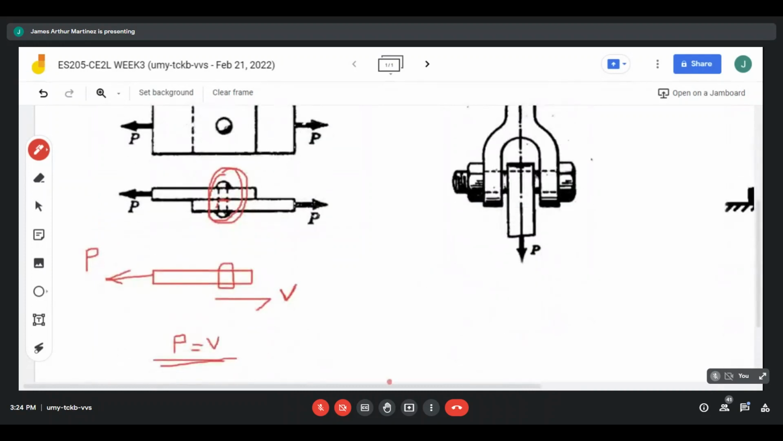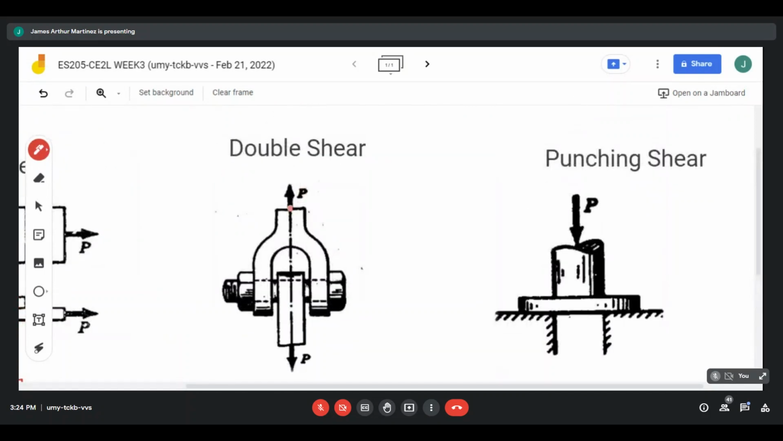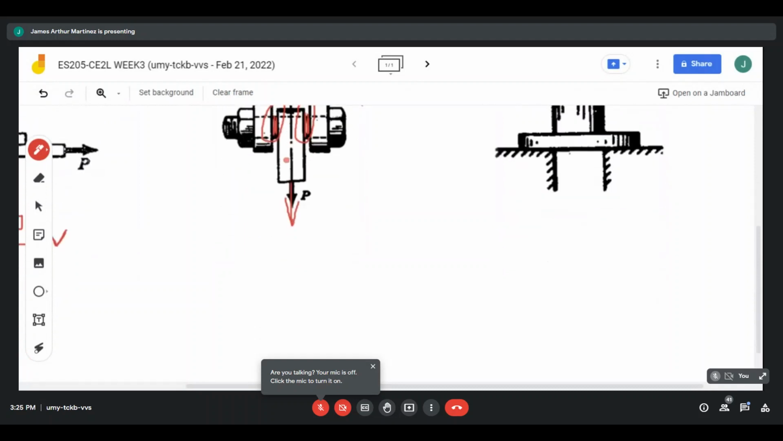And for double shear, if kani atong i-consider, this is actually called a clevis. You have a force or resisting force P, and then ginabira pud nimo kani nga object, oppositely directed. Mag-occur ang shearing stress on this part. I hope makita siya sa screen nga akong gina-highlight. So on these parts, naay ga-develop nga shear stress or shear force.